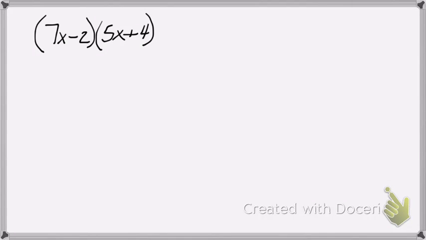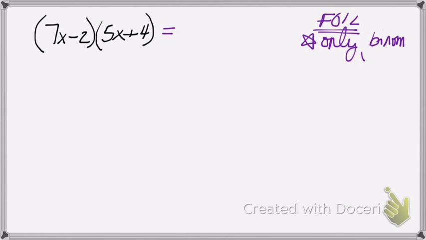Now you will at times hear the reference to FOIL, and FOIL is simply an acronym that's supposed to help you remember how to do multiplication of polynomials. The problem is FOIL is only an acronym that works for binomials times binomials, which means you must be working with a two-term by two-term polynomial.